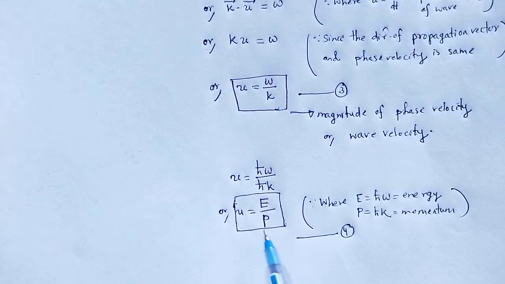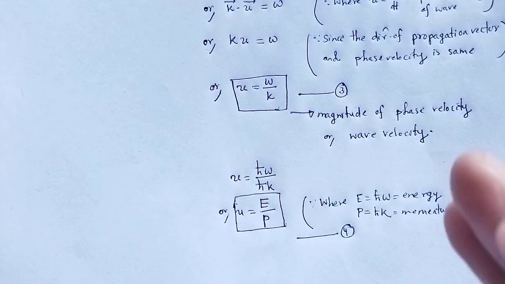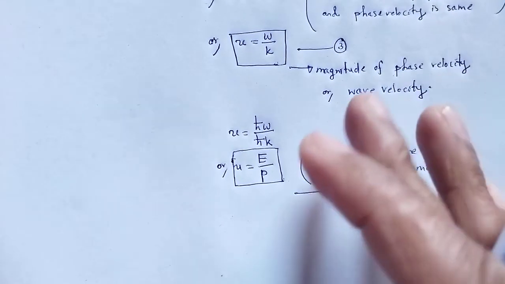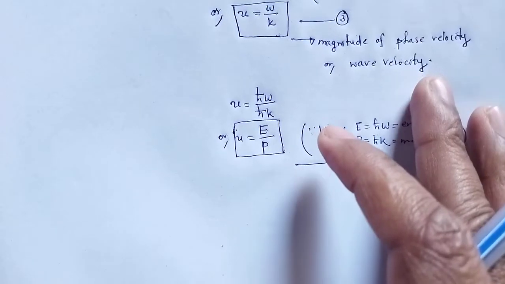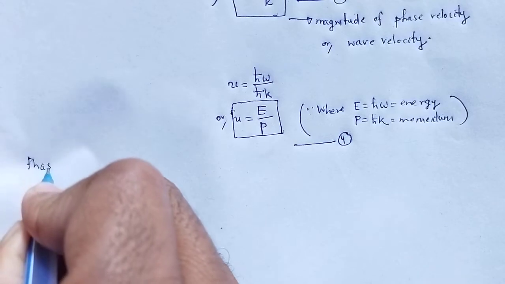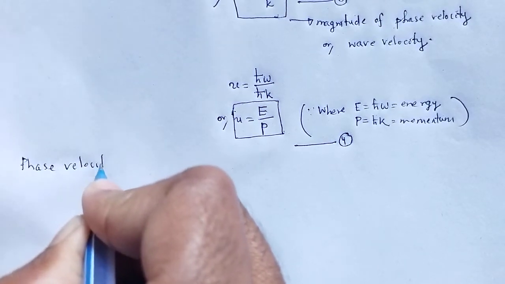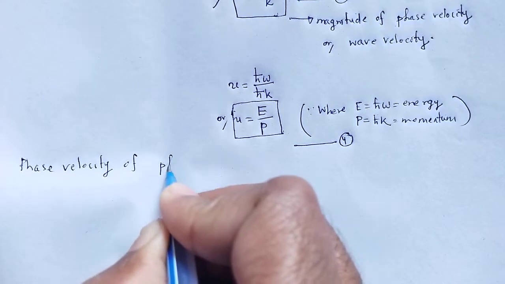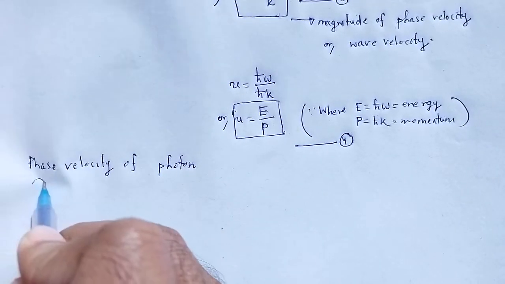Now we calculate the phase velocity for a photon and for a material particle. For the material particle there are two cases, one is the relativistic case and the other is the non-relativistic case. We have to discuss them one by one. First we calculate the phase velocity of a photon.